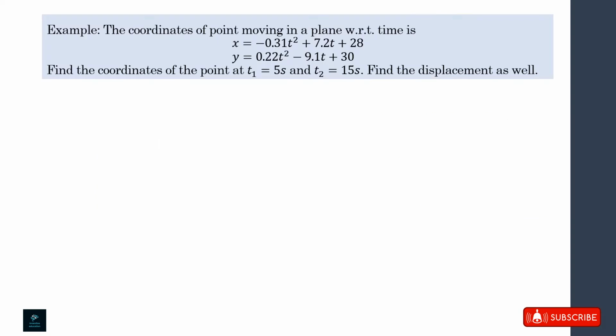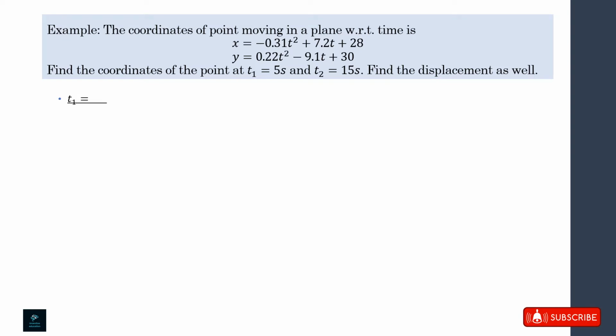Before moving forward, we will take an example. Suppose that an object is moving in a plane and its coordinates are changing position with respect to the equations x is equal to minus 0.31 t square plus 7.2 t plus 28 and y is equal to 0.22 t square minus 9.1 t plus 30. We are required to find the coordinates of the point at t1 is equal to 5 seconds and t2 is equal to 15 seconds.